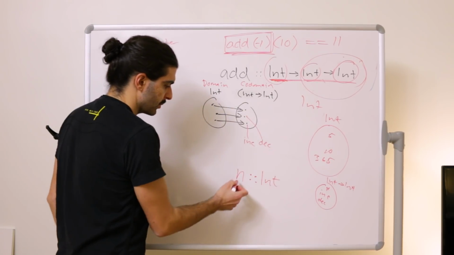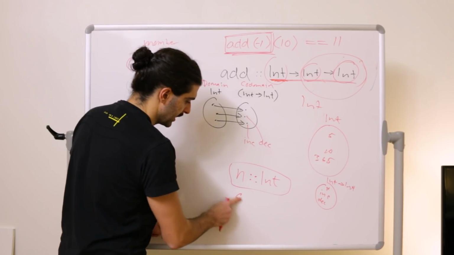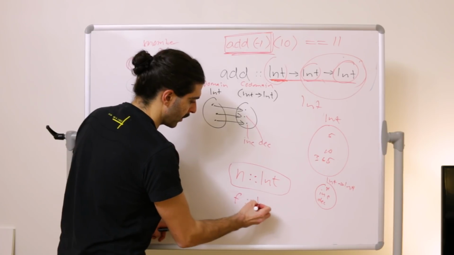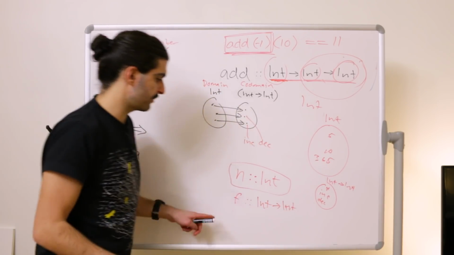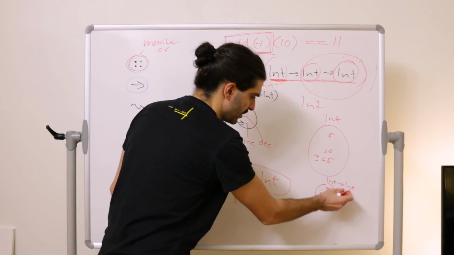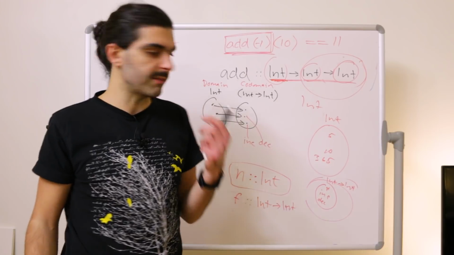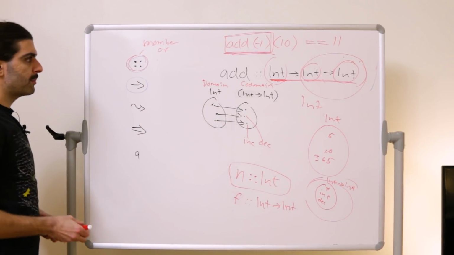So here we're saying n is a member of int, but we could have said f, just a variable name, is a member of the set int to int. So it's a function that maps from integers to integers, such as the increment function or the decrement function or whatever. Okay, let's drop this. So we've talked about this symbol, a member of.